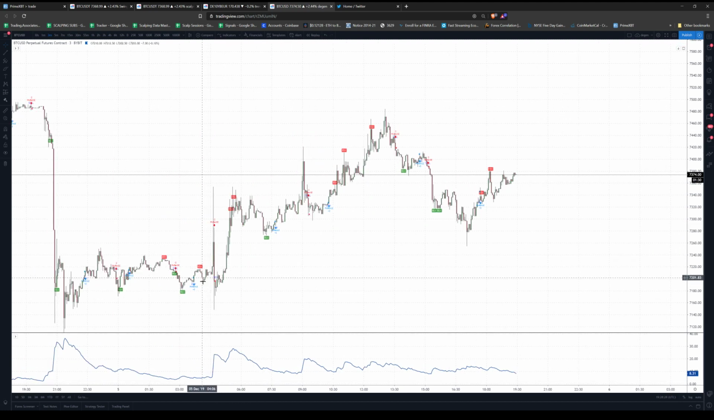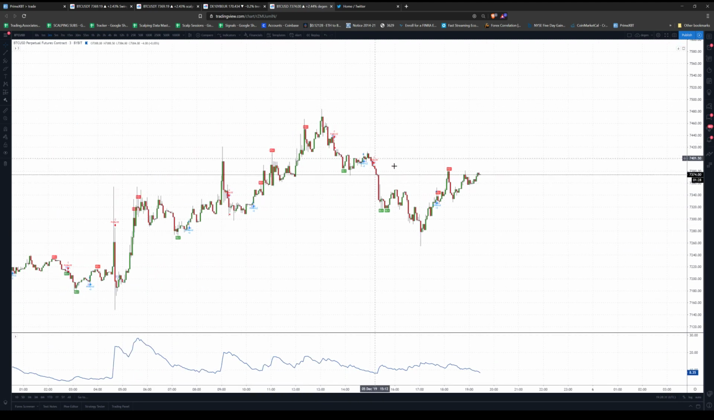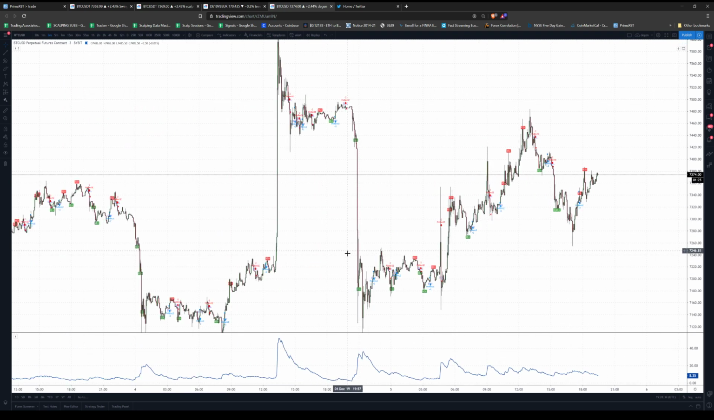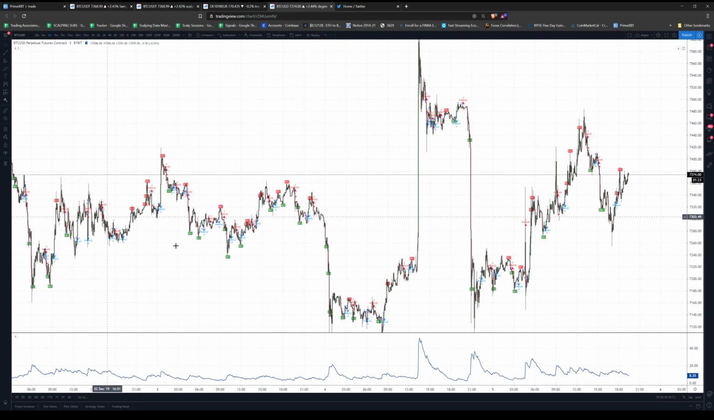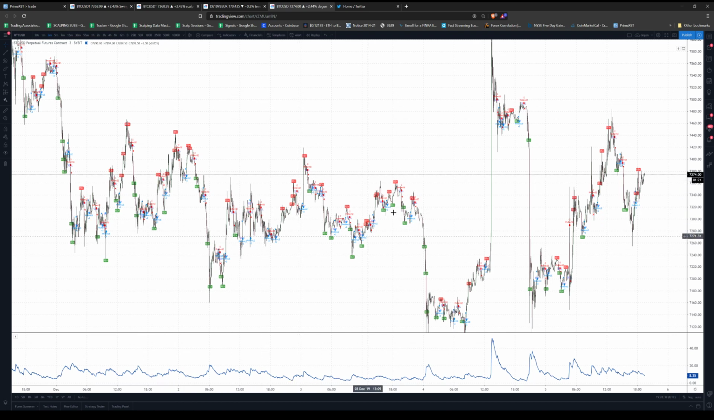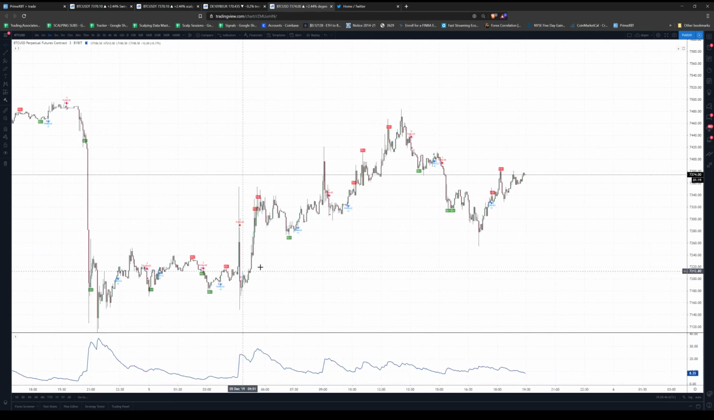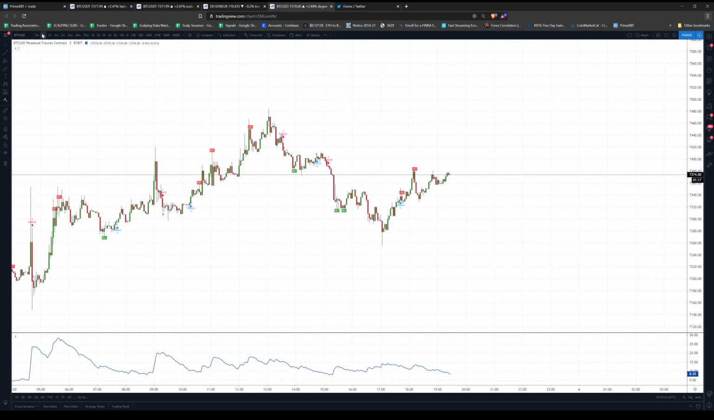But while we're trending like this, I mean the scalper can work fine, but I prefer to use the scalper when we're in more of a sideways market, like over here. Like this is nice sideways. We're kind of trending now, so I'm going to stick to the 1 minute strategy.